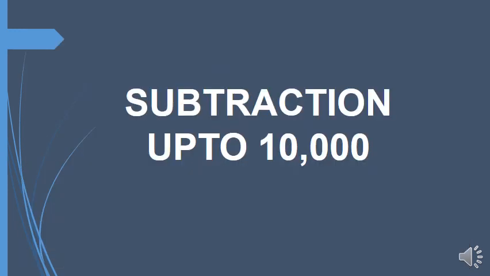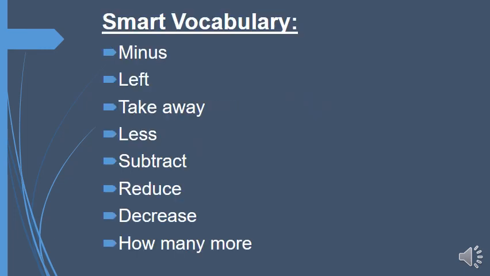Now you know that starting a new chapter requires a title page, so the subtraction up to 10,000 title page is compulsory. All you need to do is write the name of the chapter. If you want to make some symbols or show your creativity, you can do that as well. It's all up to you, but don't overdo it. I'm moving on to the next one. You can pause this video and make your title page in peace.